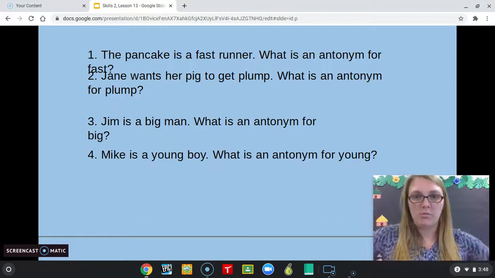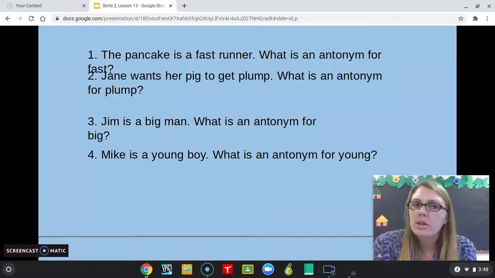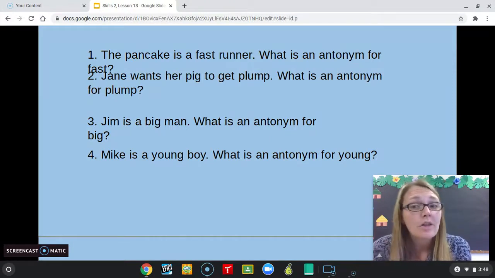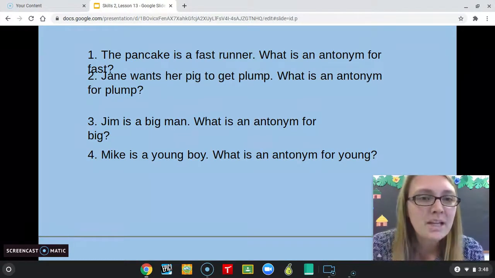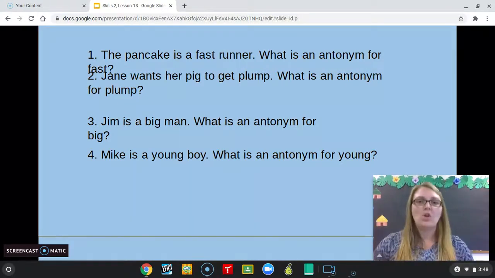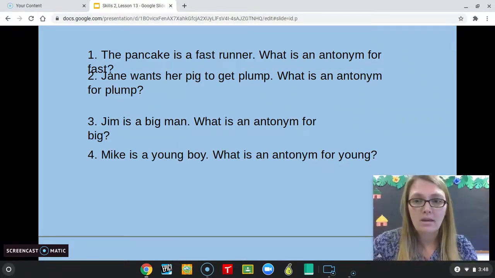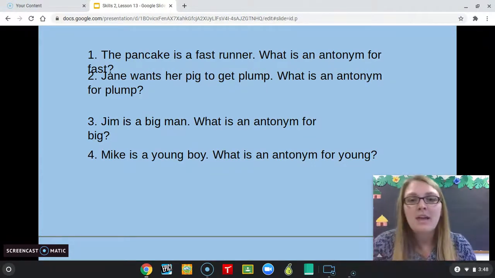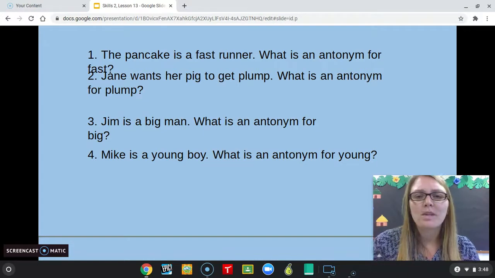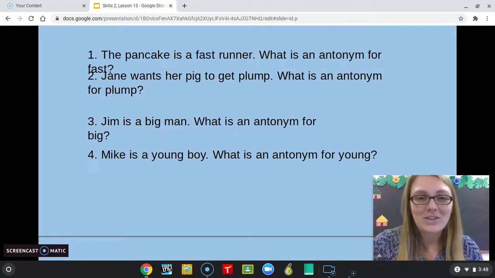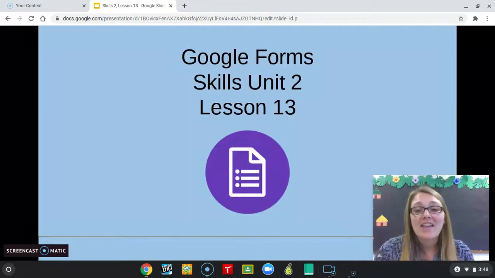Number 2, Jane wants her pig to get plump. The big plump pig. What's an antonym for plump? Maybe small, skinny, right? Number 3, Jim is a big man. He's big. What is an antonym for big? Small. And Mike is a young boy. Number 4. What is an antonym for young? Good. Old. Okay, that's the end of our lesson.